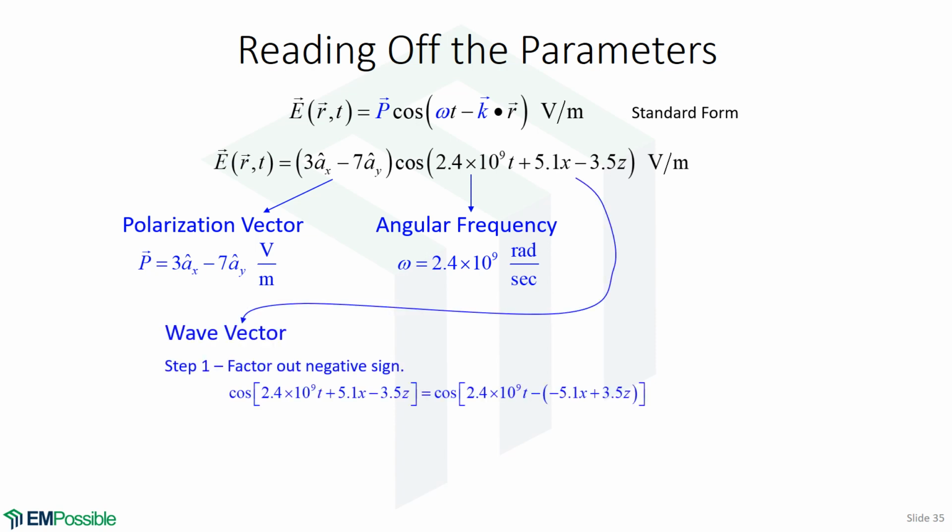Now, reading off the wave vector is a little bit more work here. And notice the negative sign here. That's due to our negative sign convention. But this term over here is k dot r. So over here, all of this stuff is somehow minus k dot r. Because the minus sign is here, I think it's easiest and most straightforward to first factor out the negative sign from these remaining terms. So here's how I do that. We keep our 2.4 times 10 to the 9 t. That doesn't have anything to do with what we're doing right now. We'll bring out a negative sign and write all of the other stuff. So what is in parentheses here is our k dot r.